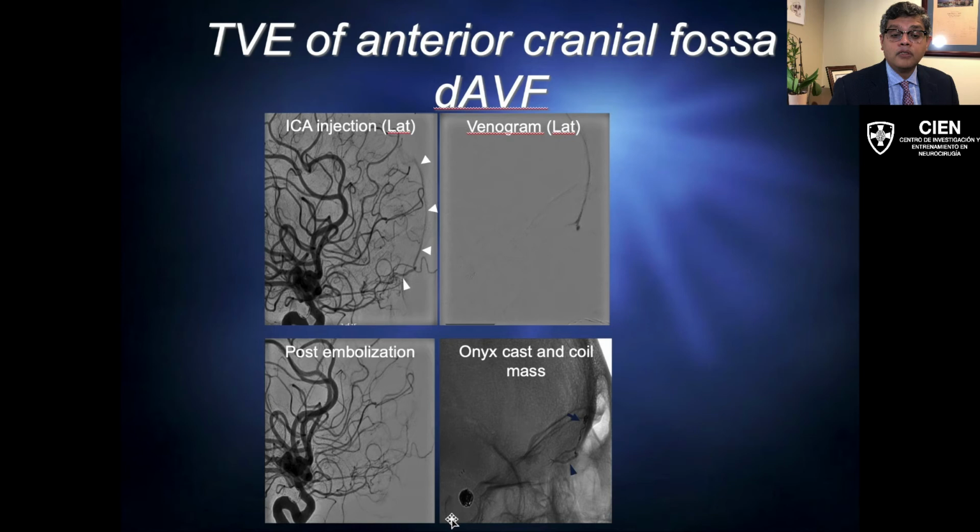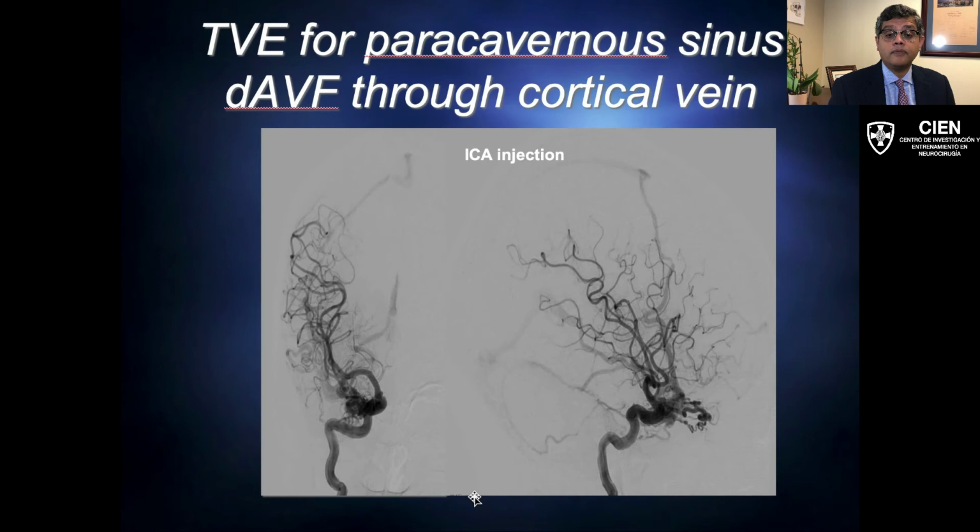So, like I said, when you have an anterior cranial fossa dural AV fistula, you could either treat it through open surgery through an anterior fossa craniotomy, or you could just do a transvenous embolization.